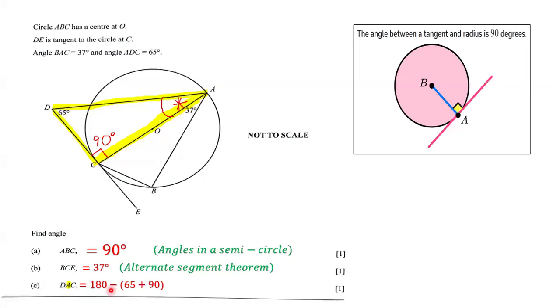So we take 180 and subtract 65 plus 90. What we have is 180 minus 155, because 65 plus 90 is 155. And 180 minus 155 is equal to 25 degrees. And so that means that angle DAC is equal to 25 degrees, and that's the answer to this question.